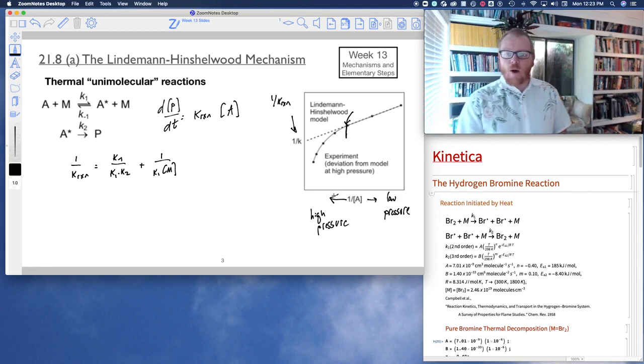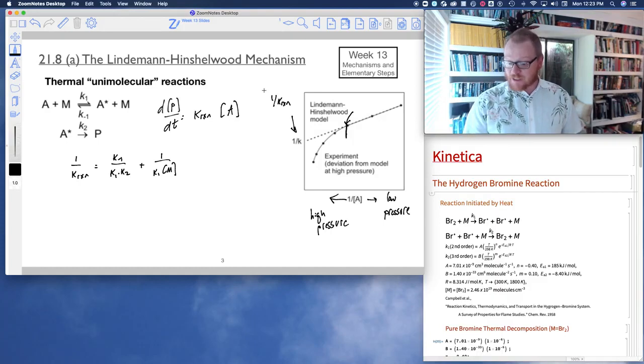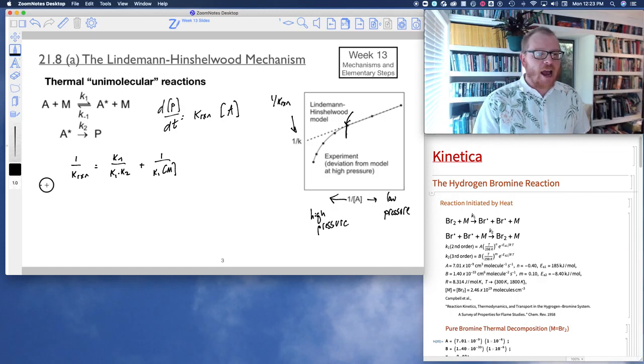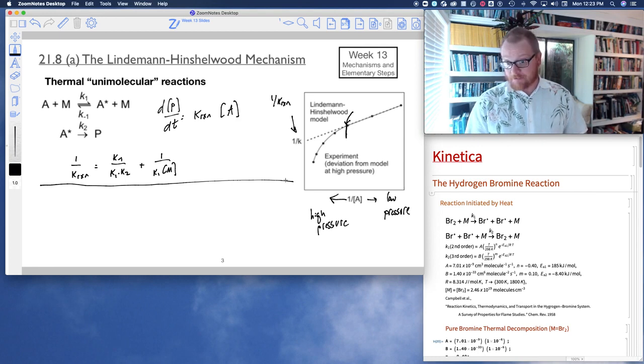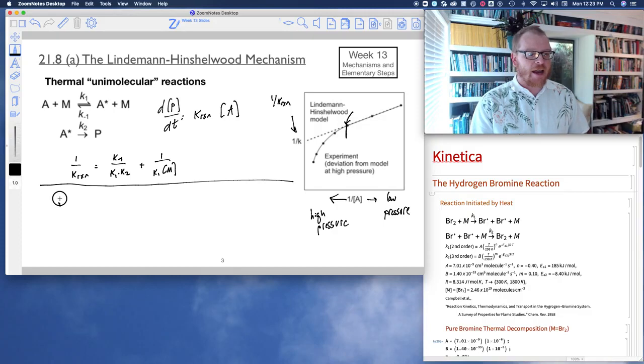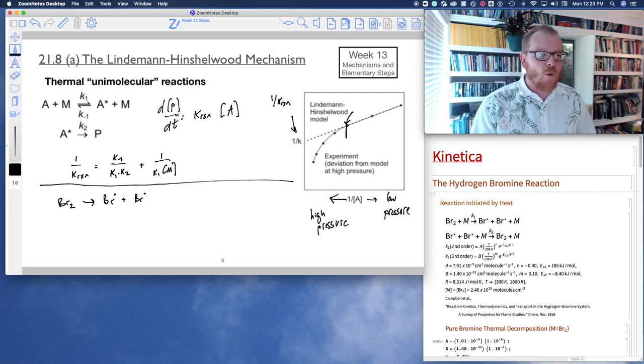Okay, so now I've got a cool model going on here. Back to my bromine model. All right, and what I want to point out is this is very, very similar to the Lindemann-Hinshelwood mechanism. Here on this mechanism, I'm looking at bromine undergoing thermal decomposition into a Br radical plus a Br radical. Okay, so we could do that.